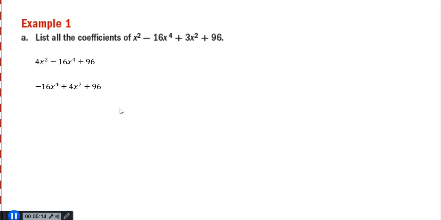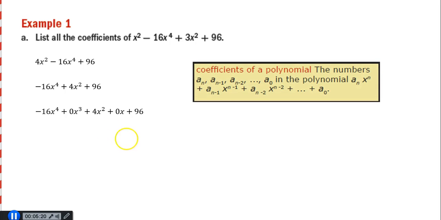And then if I want to list the coefficients, if we go back to the definition of a polynomial, the coefficients of a polynomial are the numbers a sub n minus 1, a sub n minus 2, all the way down to a sub 0, in the polynomial a sub n times x to the n, and so on and so forth. So the coefficients are, as we've heard before, all the numbers that are in front of, or being multiplied by, the variable.